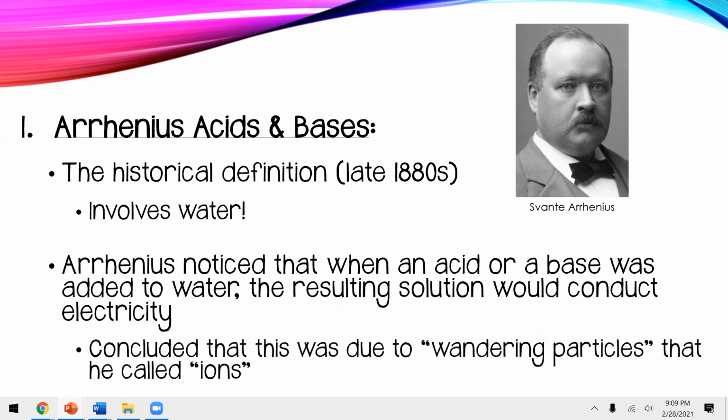Although ions weren't widely discussed or known about at this time, he basically concluded that this happened because of these wandering particles that eventually he named ions. And we know from 15.1 that when an acid or base ionizes in water, it does break apart into ions. So he was on the right track, and those ions, those charged particles, can conduct electricity.